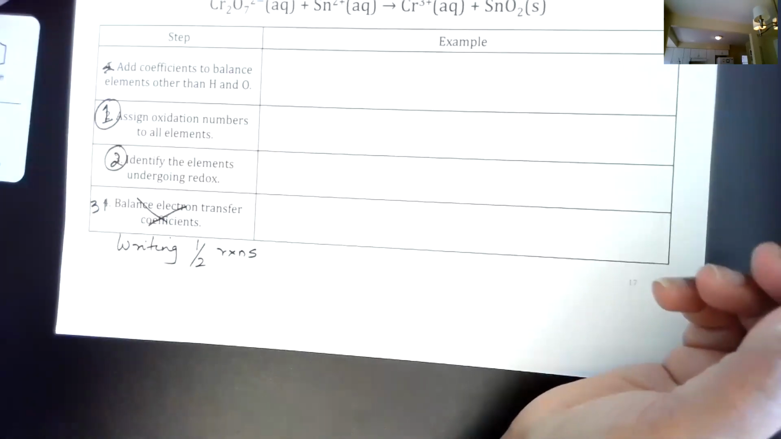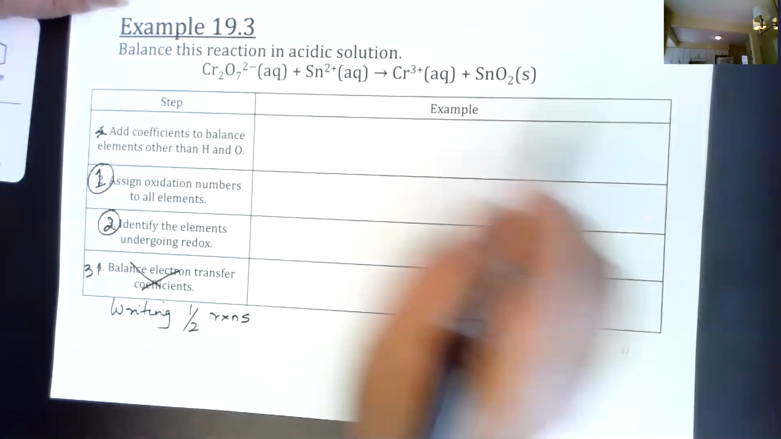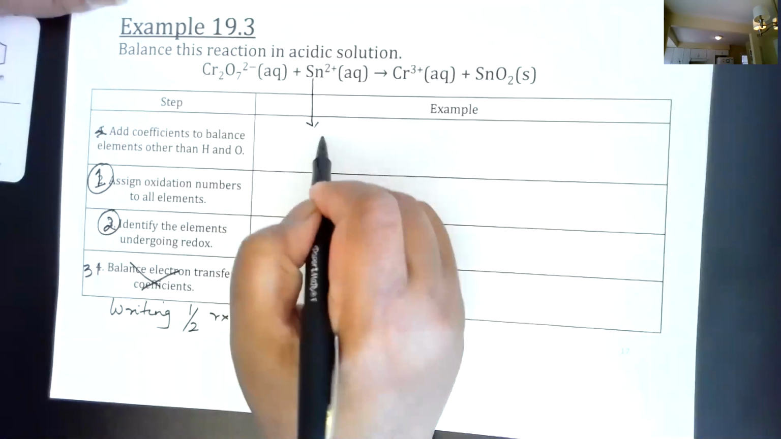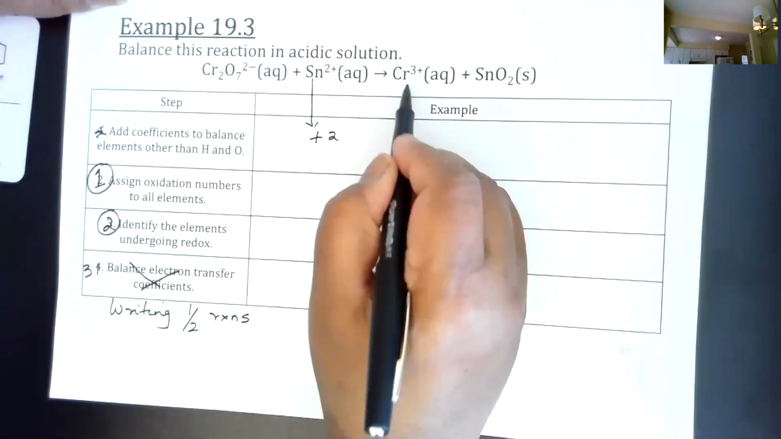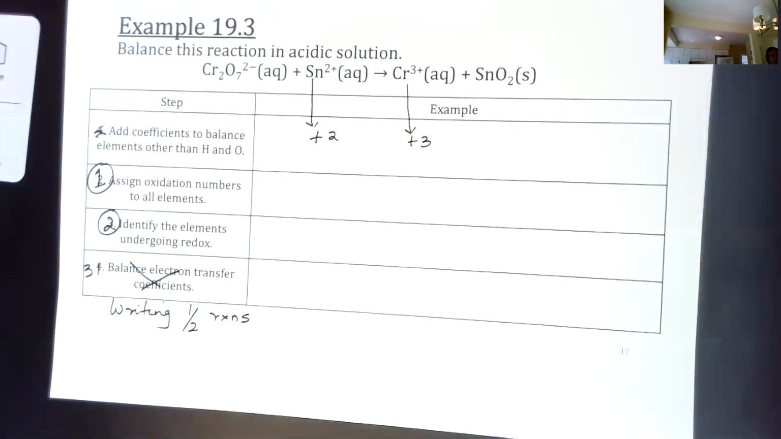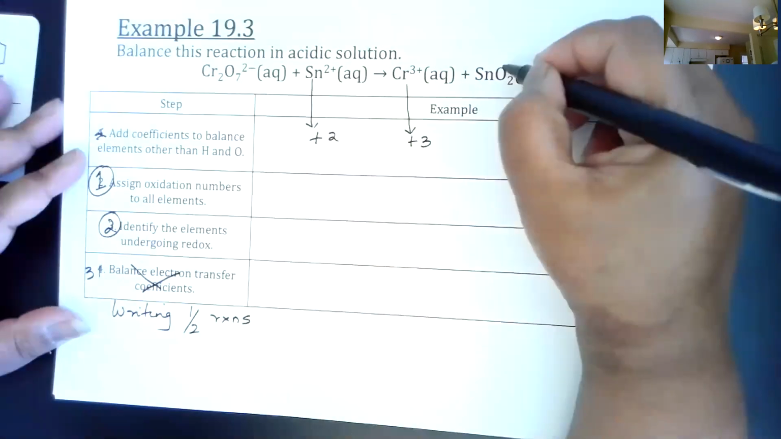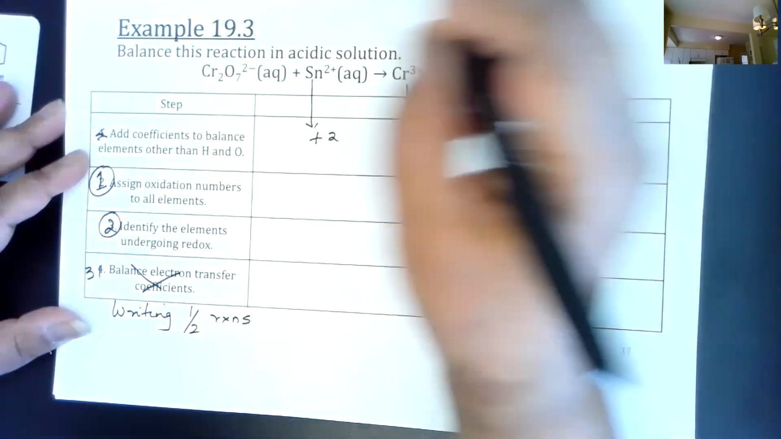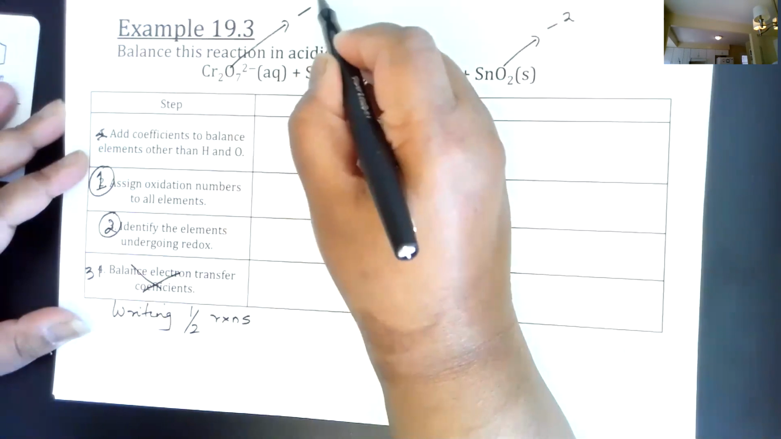So assign oxidation numbers. Now some are more obvious. This is +2, this is +3, right? The charges. What's the charge on the oxygen? What's the charge on the oxide? It's always -2. Okay. Here also it's -2.